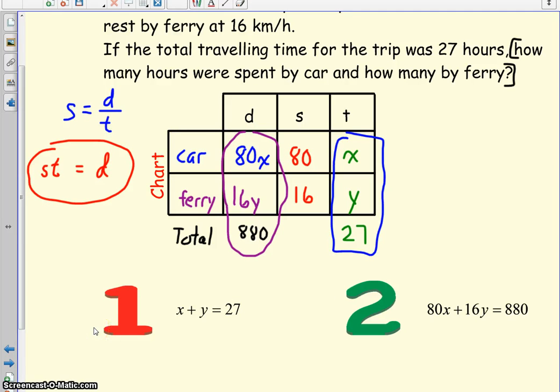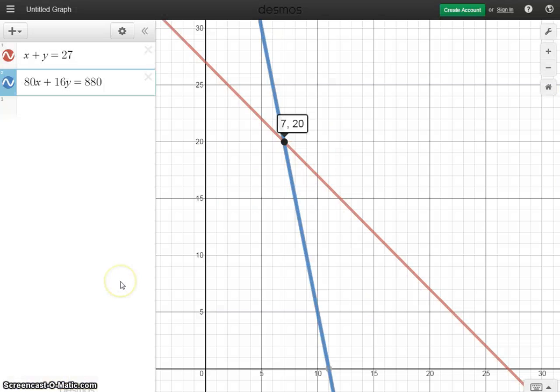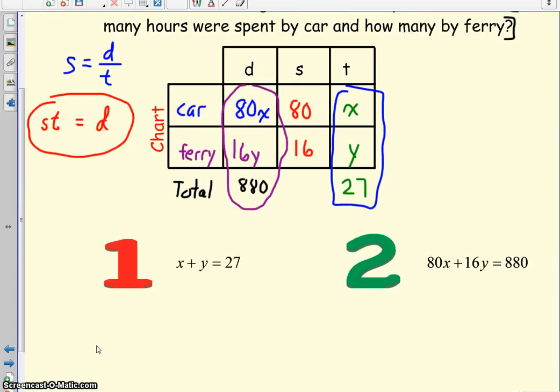So let's take a look at this in Desmos. Okay, so there they are in Desmos. You can see the intersection at (7, 20), which means I spent 7 hours by car, 20 hours by ferry. Okay, so that's it.